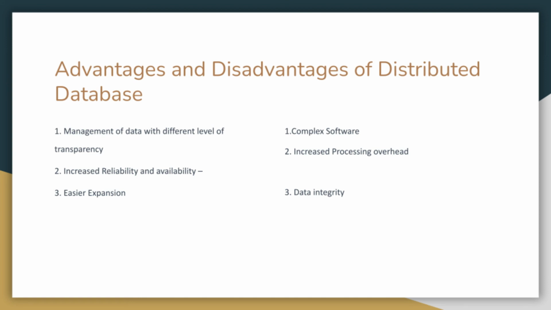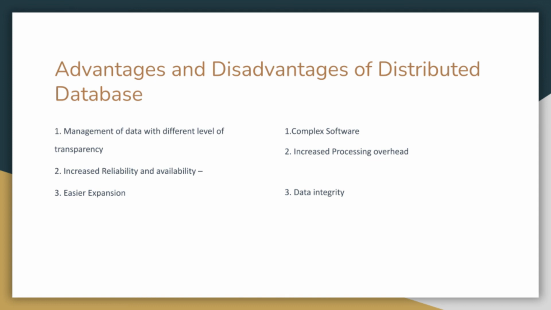Network transparency. This basically refers to the freedom for the user from the operational details of the network. These are of two types: location and naming transparency. Replication transparency. It basically makes the user unaware of the existence of copies, as we know that copies of data may be stored at multiple sites for better availability, performance, and reliability. Fragmentation transparency. It basically makes the user unaware of the existence of fragments. It may be vertical fragmentation or horizontal fragmentation.